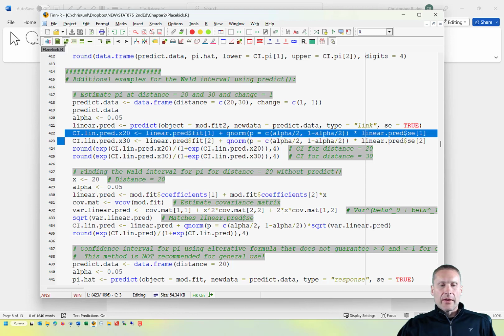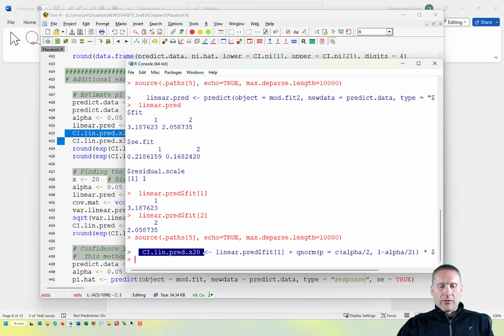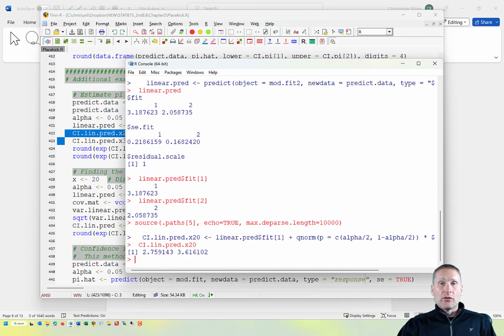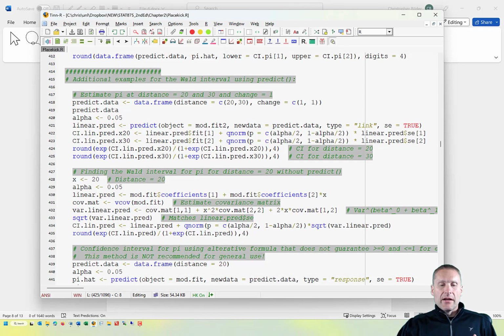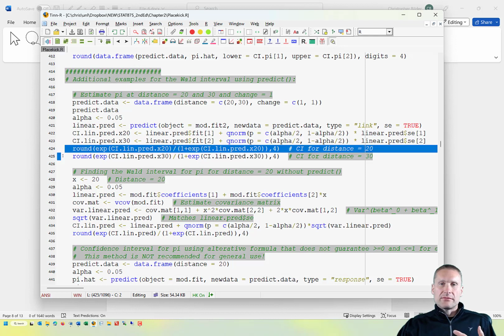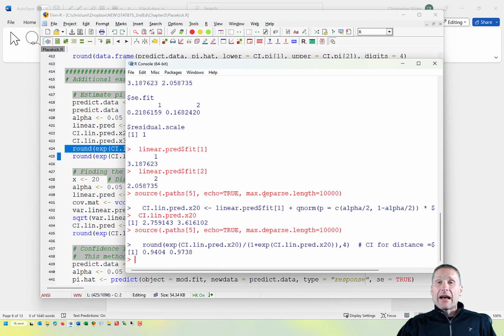So let me go ahead and do that. Here's my confidence interval for the logit of pi. Then I can use my exponential function transformation in the numerator, then also in the denominator. Now here's my confidence interval for pi. So I'm 95% confident that when distance is 20 and change is equal to 1, my probability of success for the population of all place kicks is between 0.94 and about 0.974.